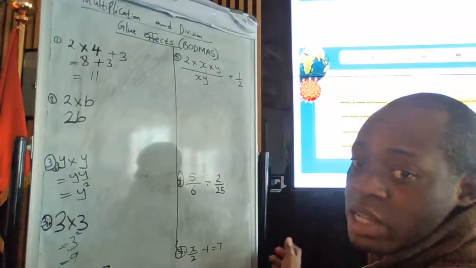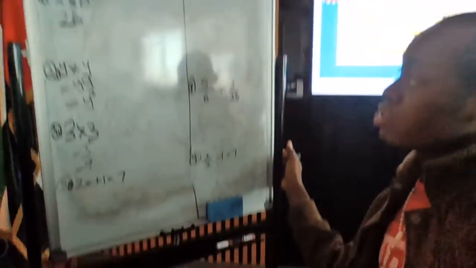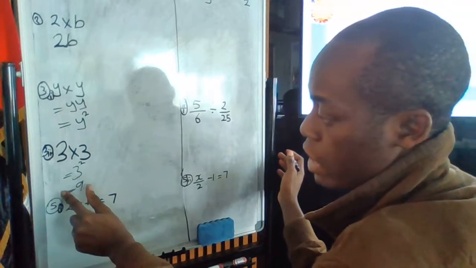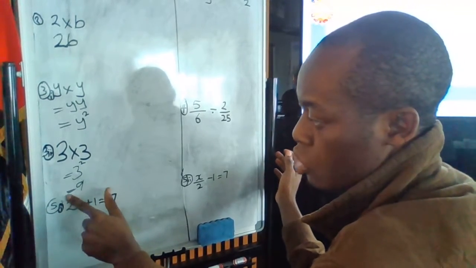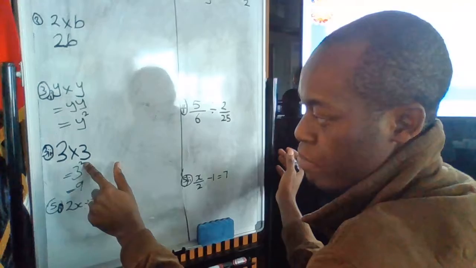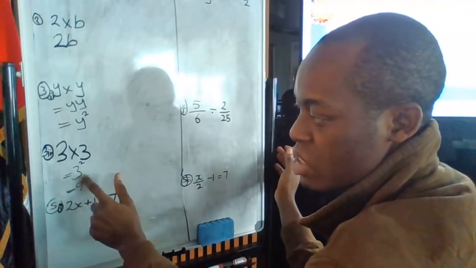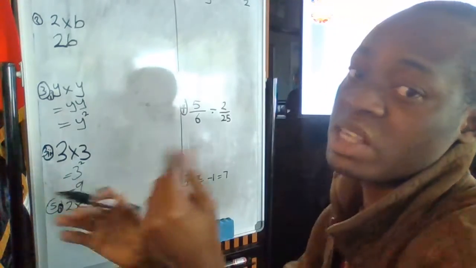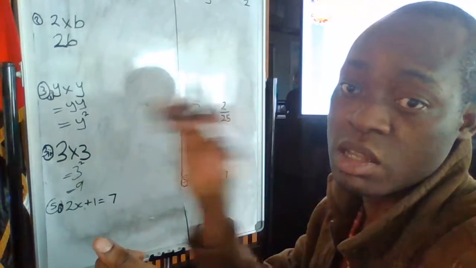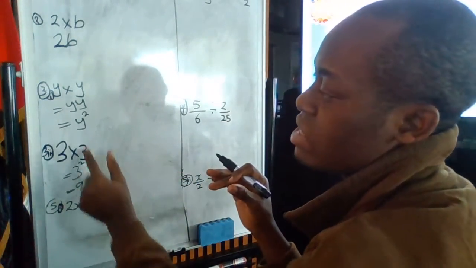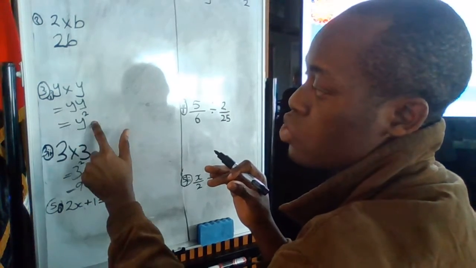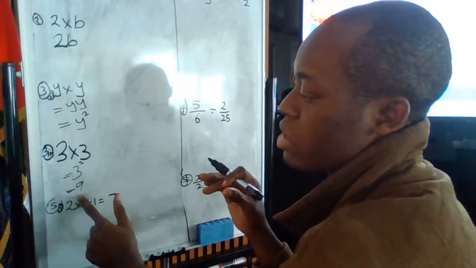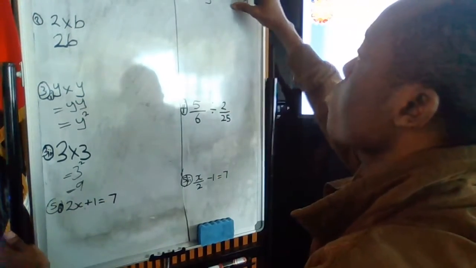Now let's look at the last one here. This is number 3 again. I want us to look at it very well. 3 square is 3 times 3. You cannot say 3, 3, because 3, 3 means another thing in mathematics, which is 33. So that is why we are not writing 3, 3, like y square, 3 square. 3 times 3, 3 square is 9.